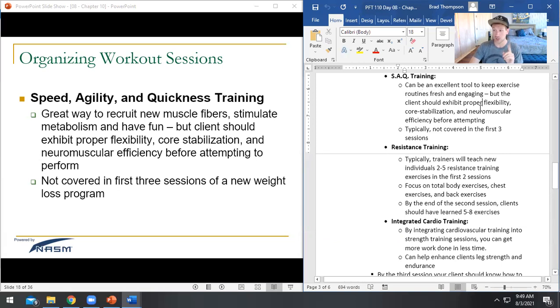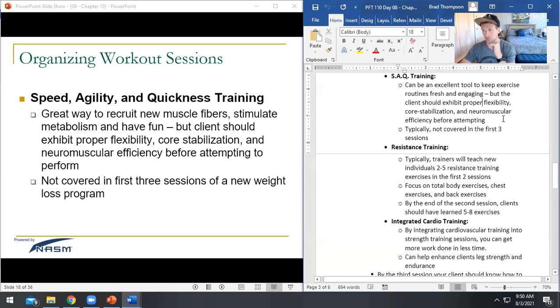However, again, just like plyometrics, your client needs to have proper flexibility, proper core stabilization, proper neuromuscular efficiency. They need to know how to move the way that they are supposed to. And they need to not only know how to move the way they're supposed to, but they need to be able to move the way they're supposed to. Probably not going to be covered in your first 3 sessions. Although that's how NASM does it.